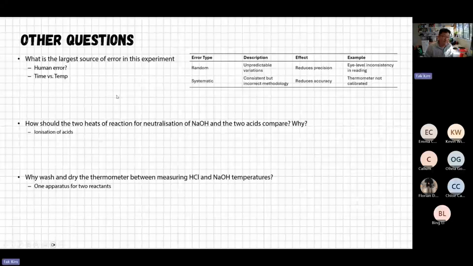And there were some questions asking about the largest source of error in this experiment. When it comes to error, I know a lot of people just simply say human error. Regardless of the types of error, whether random or systematic, it is all from human error. So if you simply write down that it was because of human error, it doesn't look really good because you are just actively telling that you made a lot of mistakes. So please do not use human error.